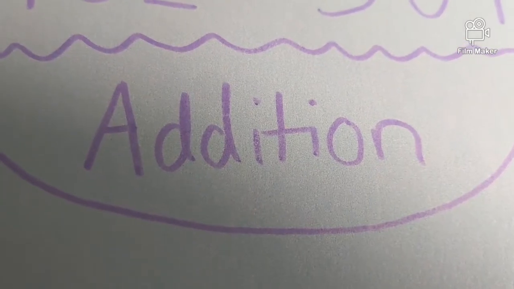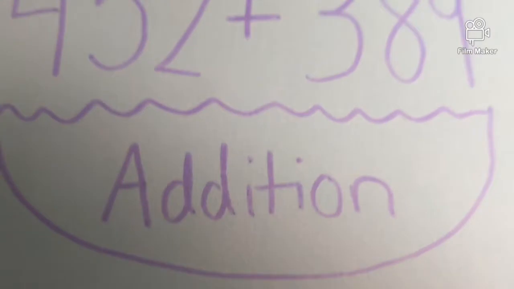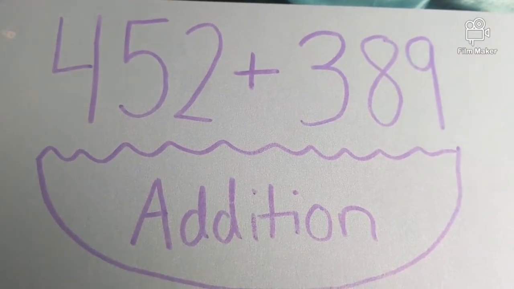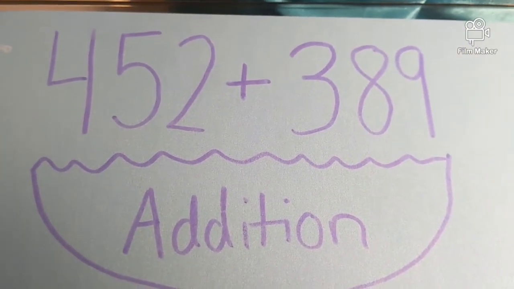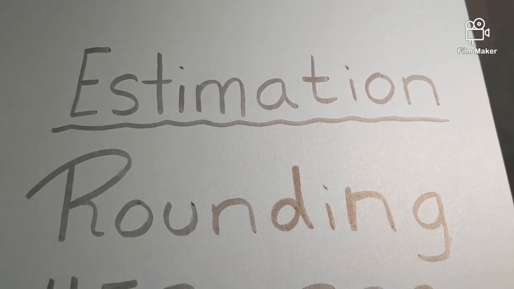Today we will be solving a 3-digit by 3-digit addition equation. We will be adding 452 and 389 together to find the sum. We will begin by estimating the sum.